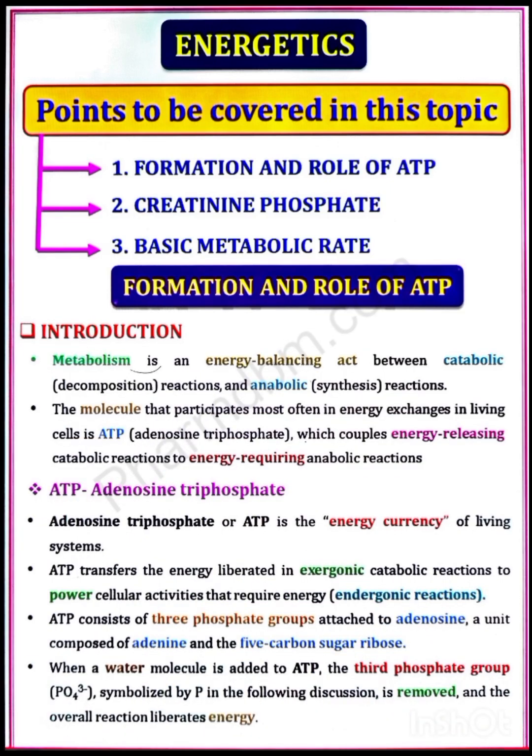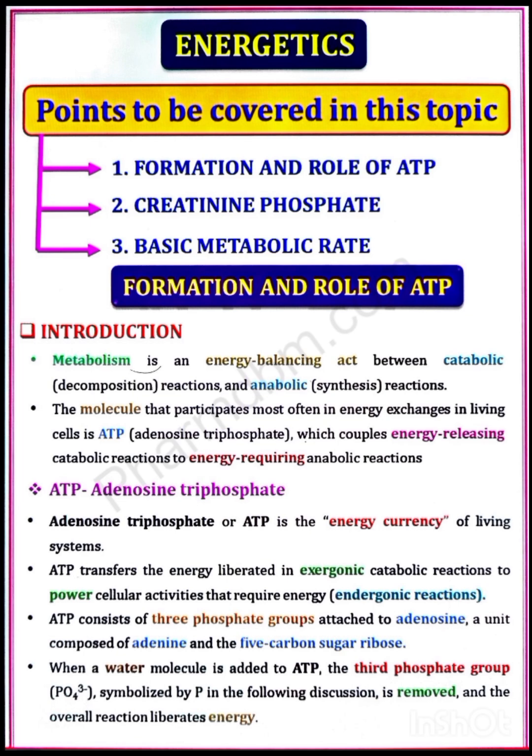Next topic, energetics. Points to be covered in this topic: formation and role of ATP, creatine phosphate and basal metabolic rate. Formation and role of ATP. Introduction. Metabolism is an energy balancing act between catabolic decomposition reactions and anabolic synthesis reactions. The molecule that participates most often in energy exchanges in living cells is called adenosine triphosphate. It is also known as ATP, which couples energy releasing catabolic reactions to energy requiring anabolic reactions.